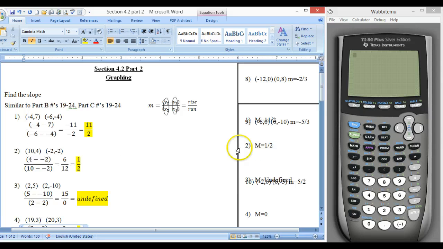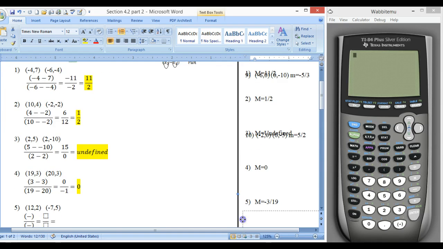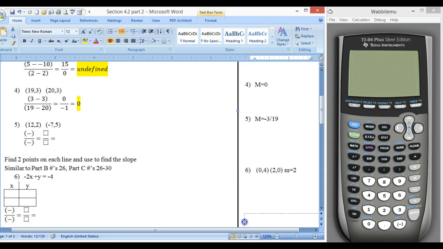And for some reason my answers for my other page came up. So we'll fix this quick and move on to problem number 4.